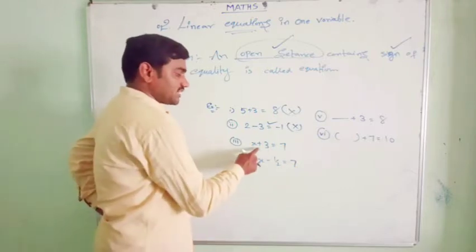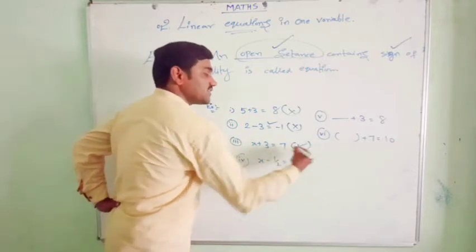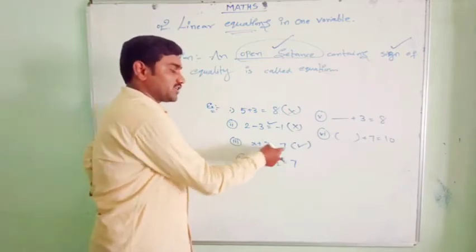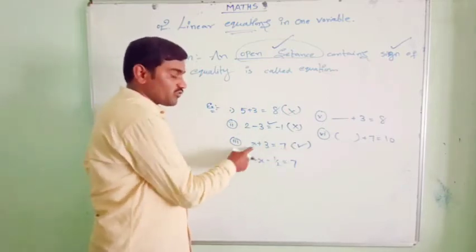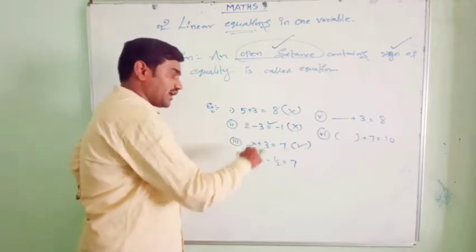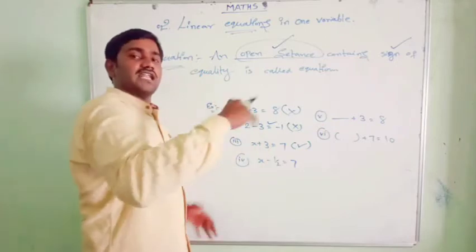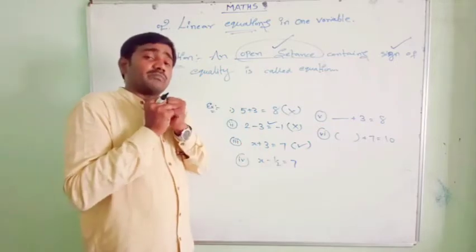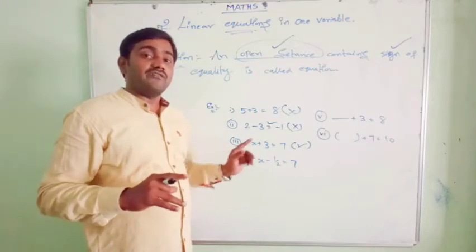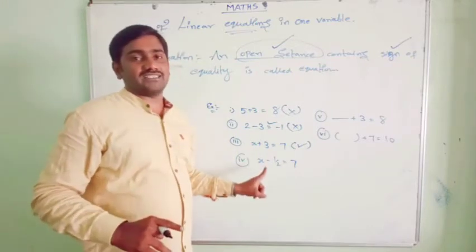Here see, x plus 3 equal to 7. It is an equation because at the x place I can substitute 4. 4 plus 3 equal to 7. At the x place I can substitute 1. 1 plus 3 is not equal to 7. At the x place I can substitute 100, 1000, 2 lakhs, 3 lakhs, anything. That means we can substitute an infinite number of values at the place of x. But we have only one chance to get the correct answer.